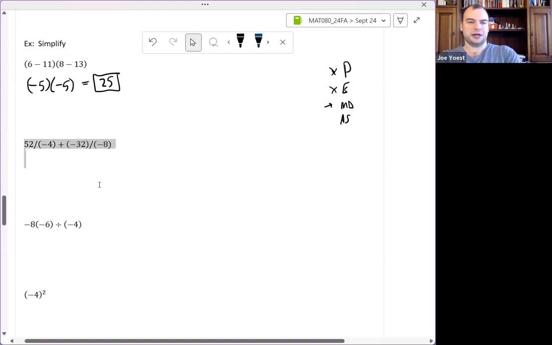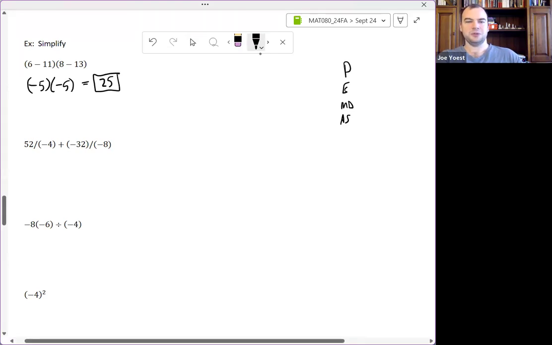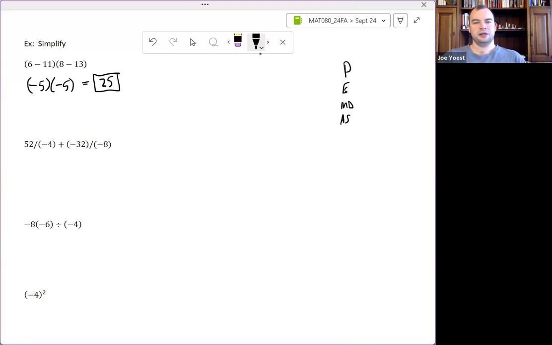Okay, if I come down to this next problem, let me erase my little marks up here. Do I have any parentheses? Well, I do have parentheses, but none of them are really acting like grouping symbols. None of them have operations that can be done inside of them. They're just cordoning off negative numbers. If I wrote 52 over negative 4 plus a negative 32 over negative 8, that's a lot of symbols smashing up against one another. We're not really sure how to parse this, right? It makes the syntax, the grammar, confusing.